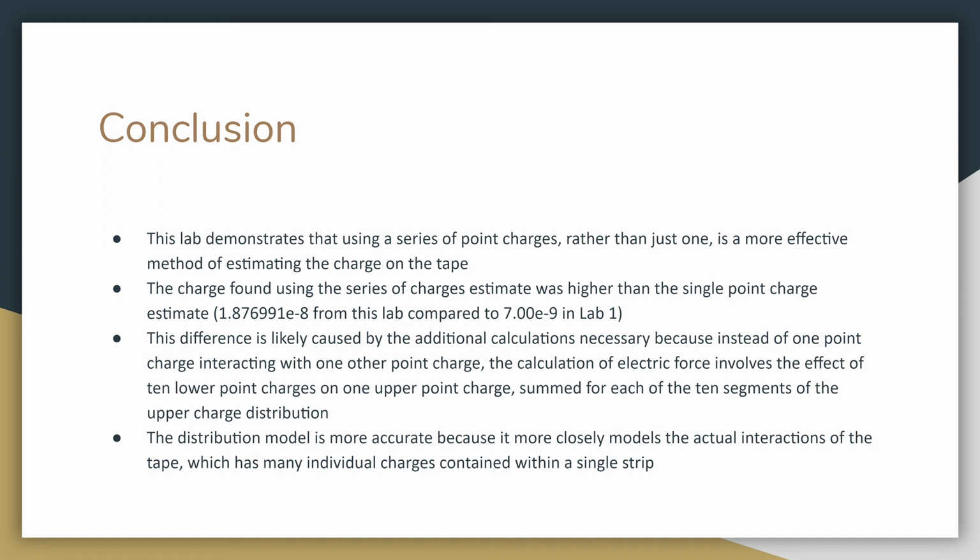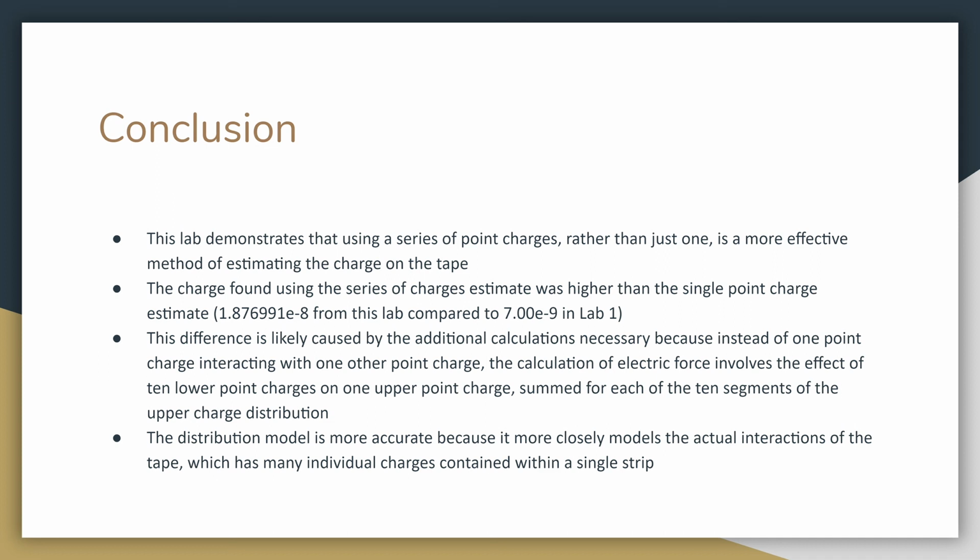This difference is likely caused because there's a lot more additional calculation necessary when you're using two charge distributions instead of two single point charges, because you have to look at the effect of every piece of the charge distribution from the bottom tape on one piece of the charge distribution from the top tape, and do that for every piece of charge distribution from the top tape, and then add all of those together.